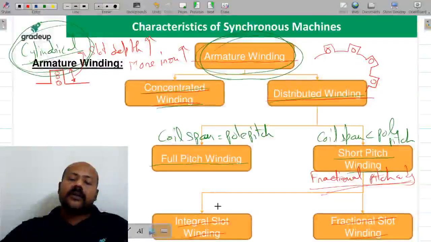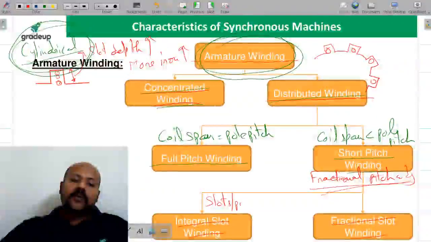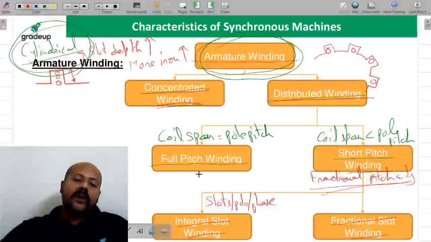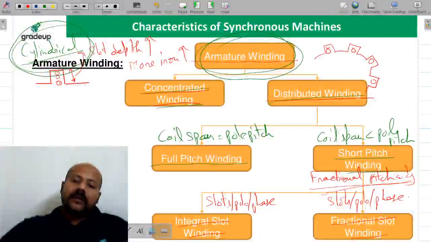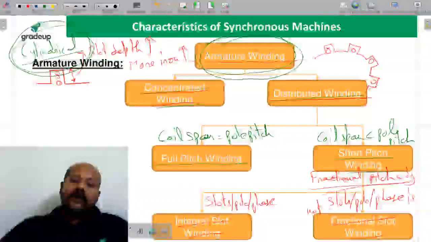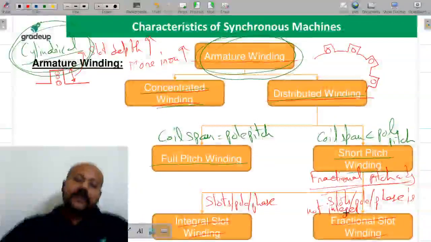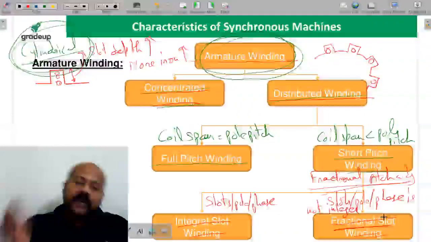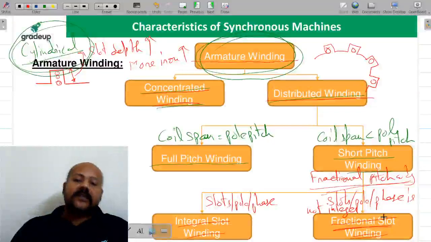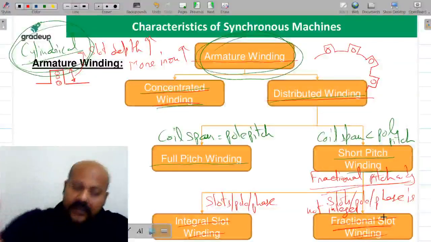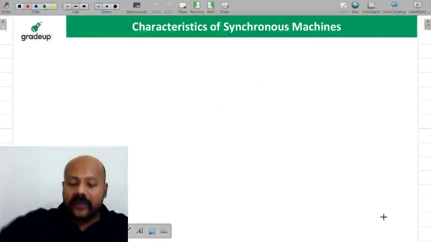What is integral slot winding? Beta, when the slots per pole per phase is integer, then we call it integral slot winding. And when the slots per pole per phase is not integer, then we call it a fractional slot winding. That we will see in later part. If you are interested, then I will discuss this fractional slot winding also. But let us first see the starting things what we have to consider.